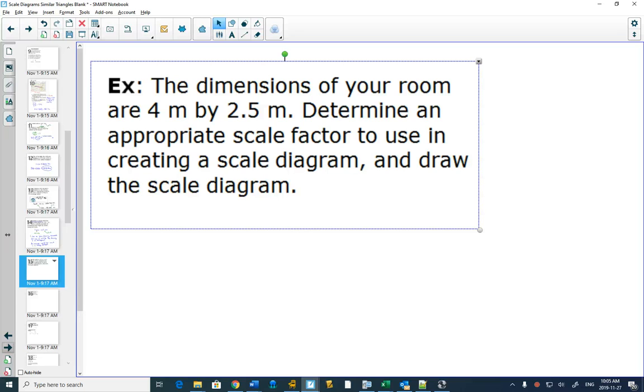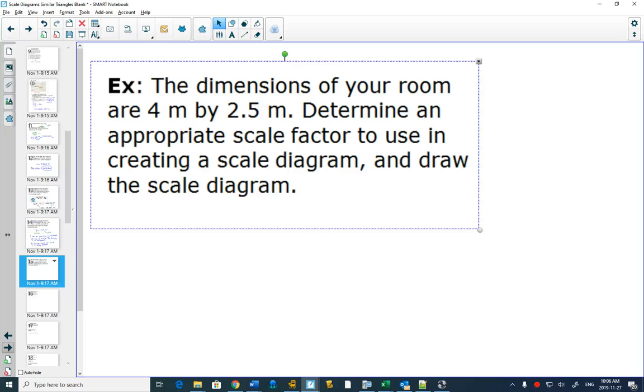So next up, we want to draw, using the rulers that you have, a scale diagram of your room. Your actual room is 4 meters by 2.5 meters. That seems pretty reasonable. You've got 4 meters this way, 2.5 meters would be about like this. This is the size of your room. Maybe? Possibly. Seems like it could be a reasonable thing.